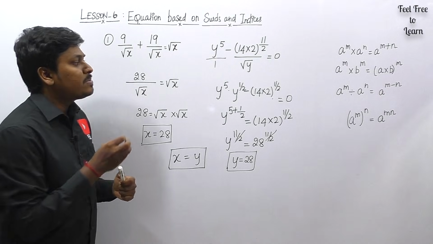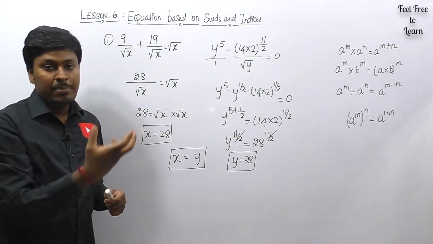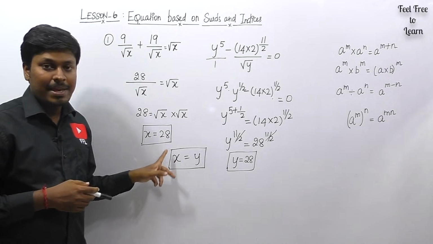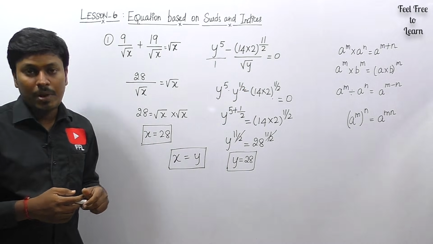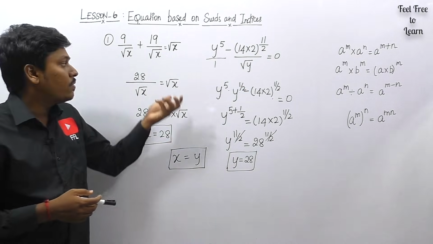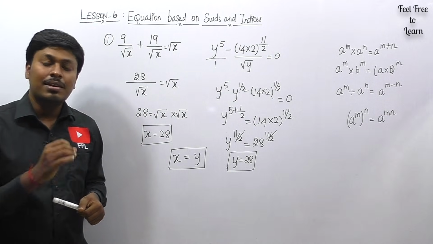So friends, these types of equations are so simple. If you know all these formulas, a power m into a power n, then you need to know some of the basics like this. Root of x will be x power 1 by 2. Similarly, root of y can also be written as y power 1 by 2. And you should know how to take an LCM. These are the basic things, right? If you know all the basic things, then solving this lesson number 6 equation model is so simple.